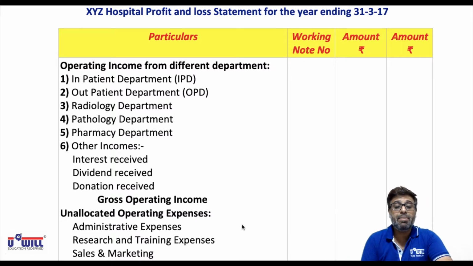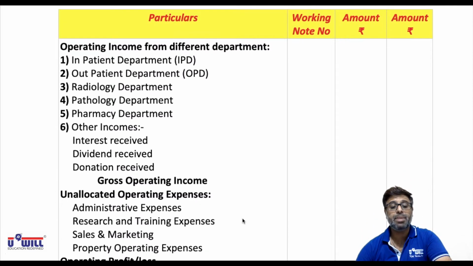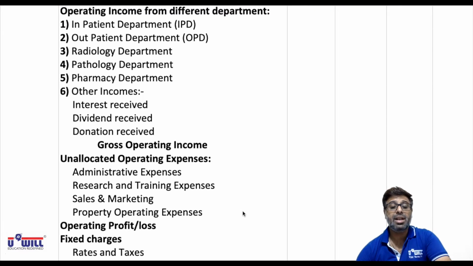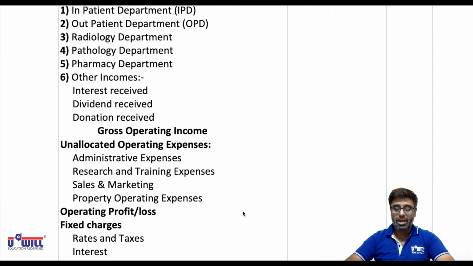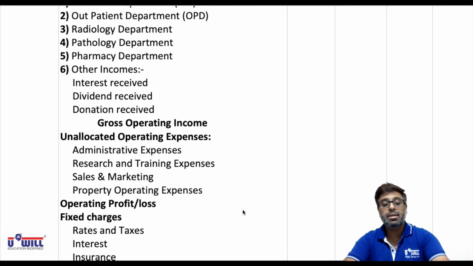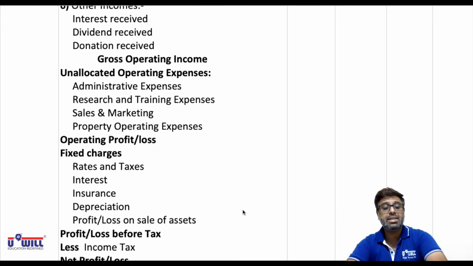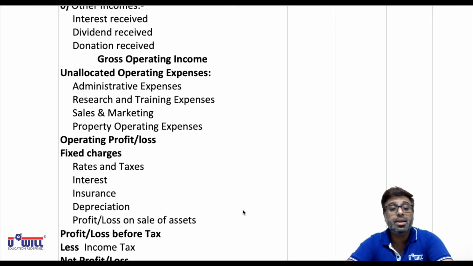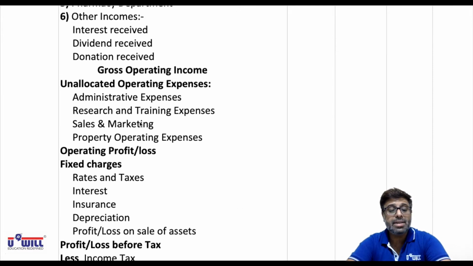Okay, 5 departments: IPD, OPD, radiology, pathology, pharmacy. Then you'll have other incomes. Leave around 8 to 10 lines for other incomes. Then gross operating income, then minus the 4 unallocated operating expenses: administrative, research and training, sales and marketing, property operation, and then you get operating profit or loss, from which you minus fixed charges.